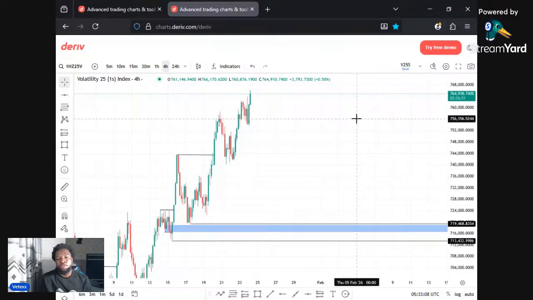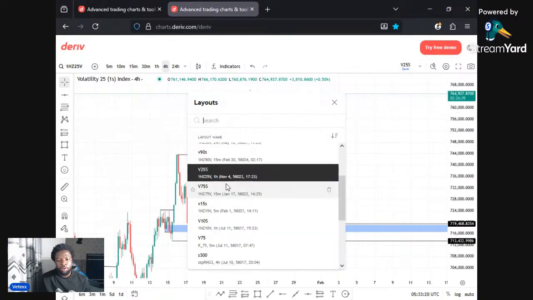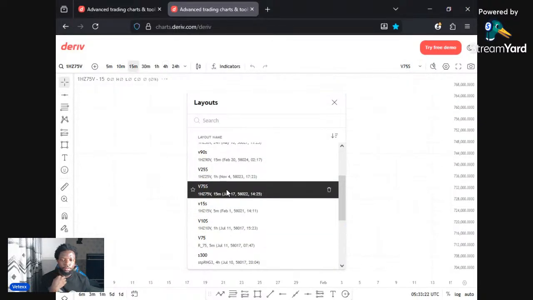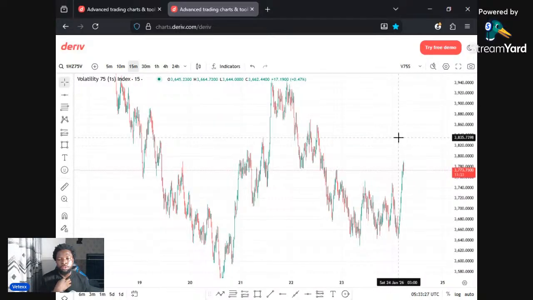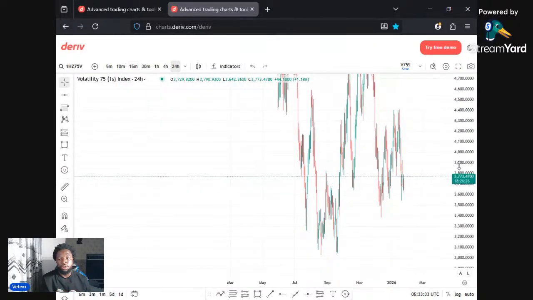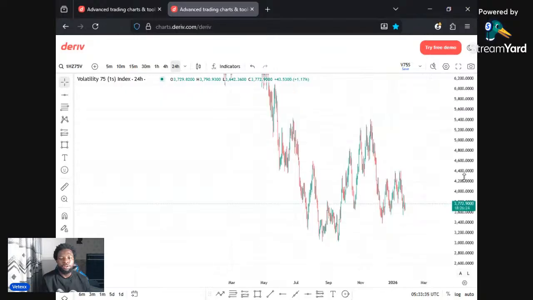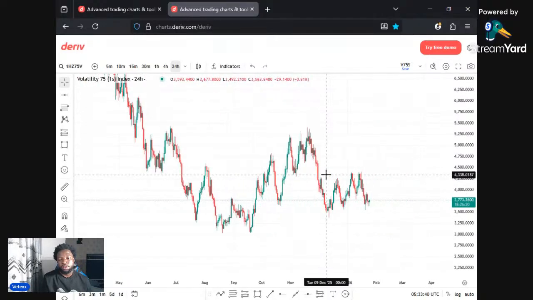Okay, so the next pair, this is what I'm anticipating on the V25-1S index, and we are going to check the next pair on our list, which is V75-1S. Let's check out V75-1S. Starting from the weekly time frame, the trend is on a bearish move, but it's not giving us the structure we trade.